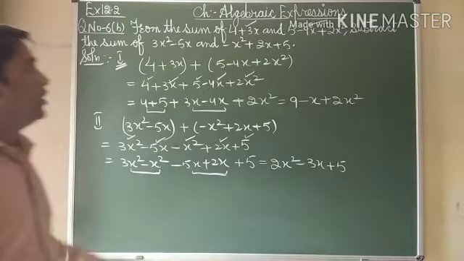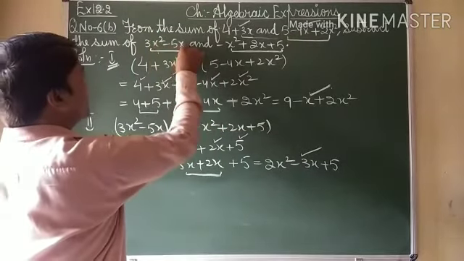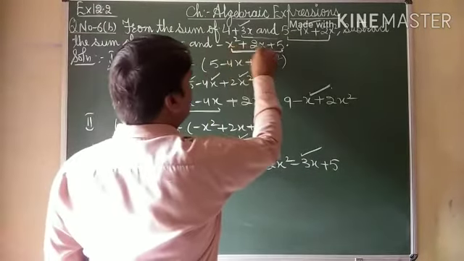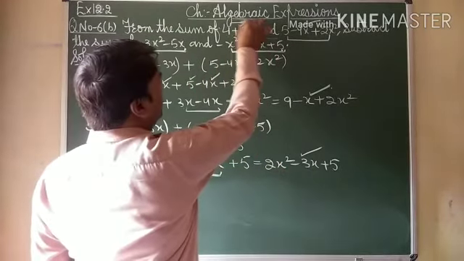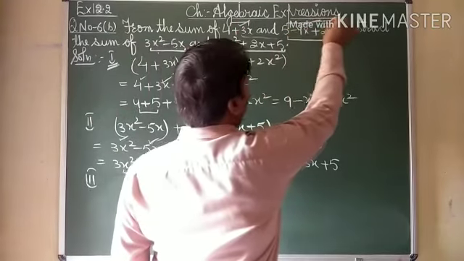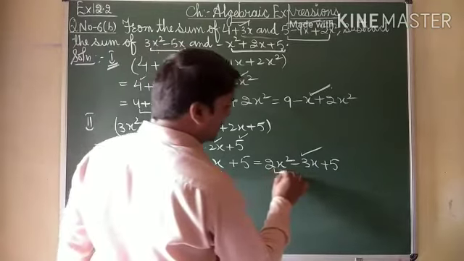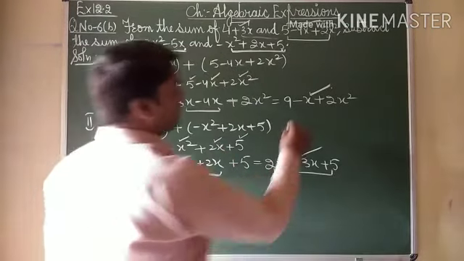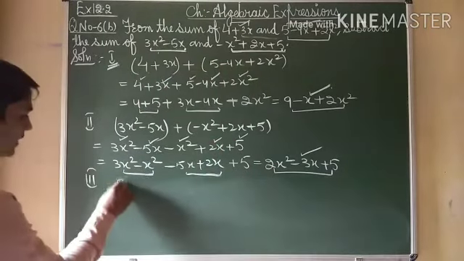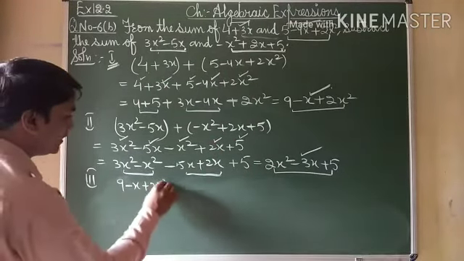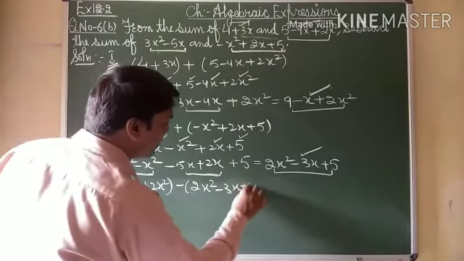Now according to the question, we have to subtract the sum of 3x square minus 5x and minus x square plus 2x plus 5 from the sum of 4 plus 3x and 5 minus 4x plus 2x square. That is, we have to subtract 2x square minus 3x plus 5 from 9 minus x plus 2x square. So first of all, write 9 minus x plus 2x square and then minus 2x square minus 3x plus 5.